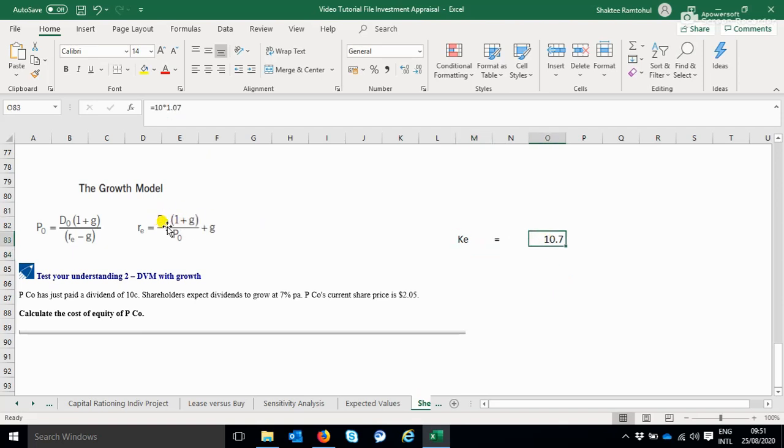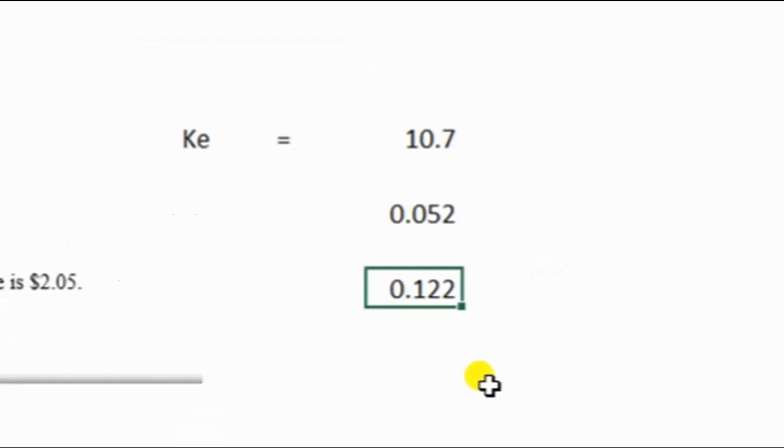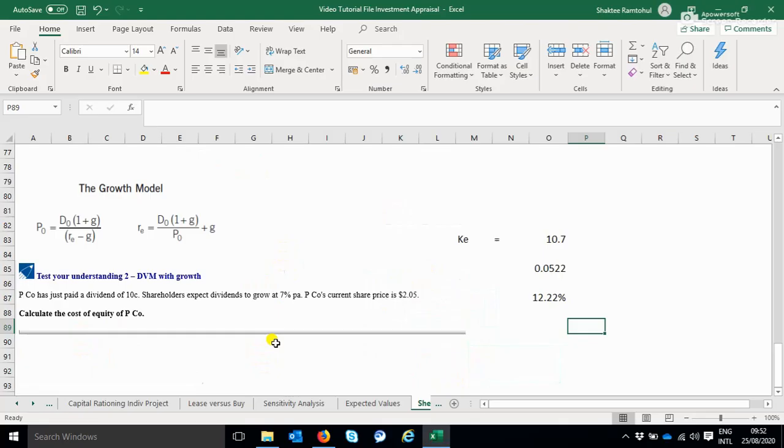And we have this part of the formula here. What do we need to do next? We need to divide by P naught. You don't have to do it this way. This is just for explanation purposes. I'm taking it step by step. But if you can go and calculate it straight away, that's fine as well. So here we need to divide by P naught, which is $2.05. But remember, in the exam, keep it consistent. So this is 205 cents. And finally, we need to take this part of this formula and add g, which is 0.07. And there you go. So 0.122, or as a percentage, 12.22%. So that's our cost of equity. Hopefully, very simple stuff here.